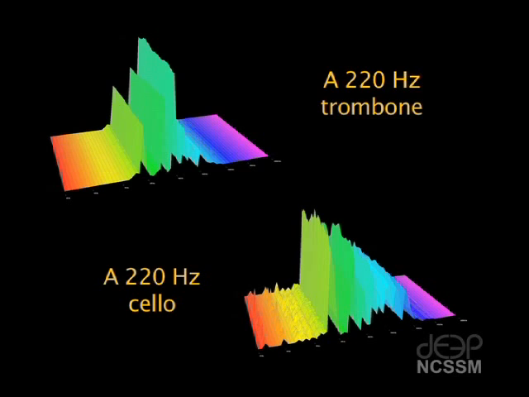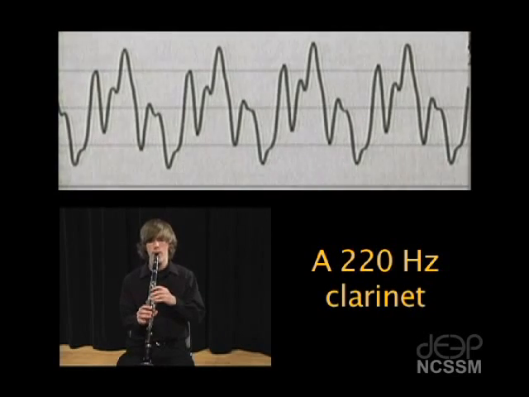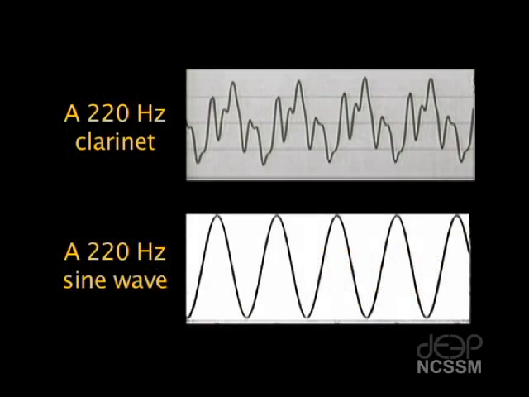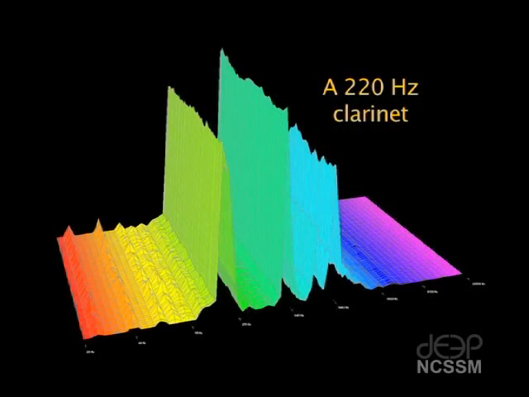Now, let's look at the wave from another instrument. We can note again, as we look at the graph of the wave and compare it to a sine wave, it is clearly not a sine wave. This complex wave, again, is not the same as the cello or the trombone. Let's take a look at these in 3D.